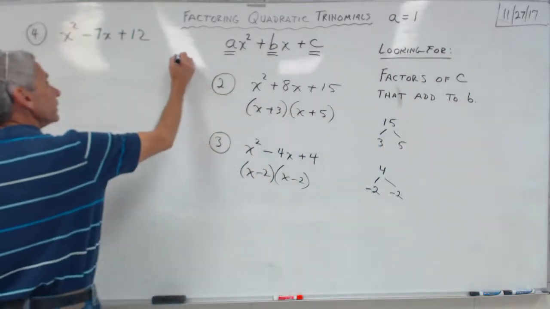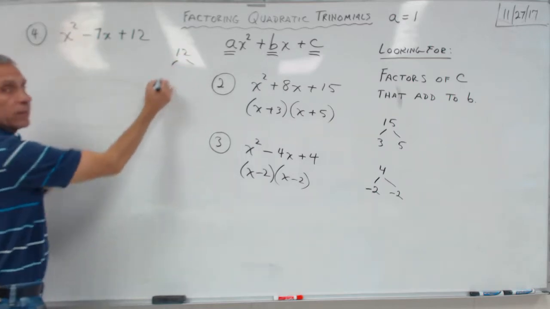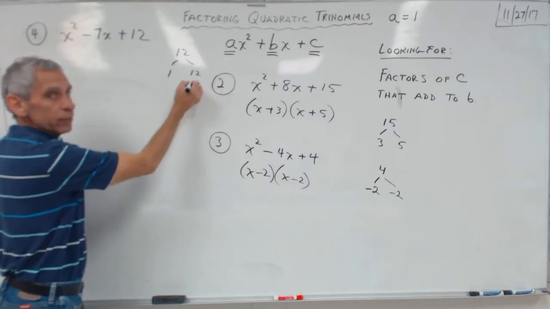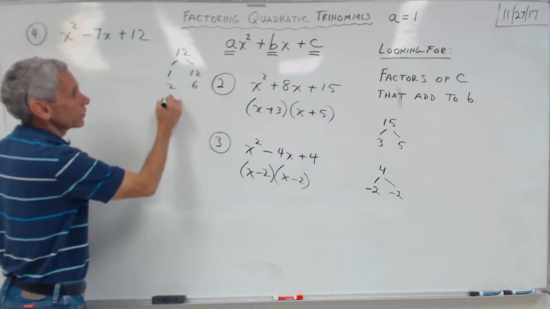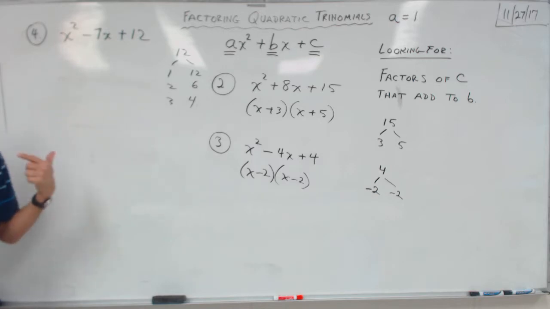Okay, so I go over to my C, that's 12. And so I can start listing if I don't know. 1 times 12, 2 times 6, 3 times 4. Do any of those add up to 7 or negative 7?